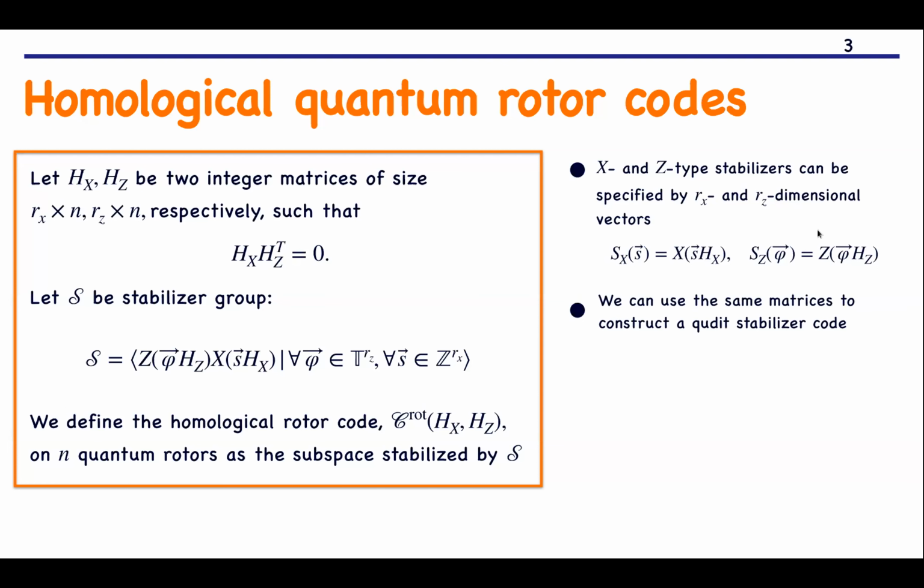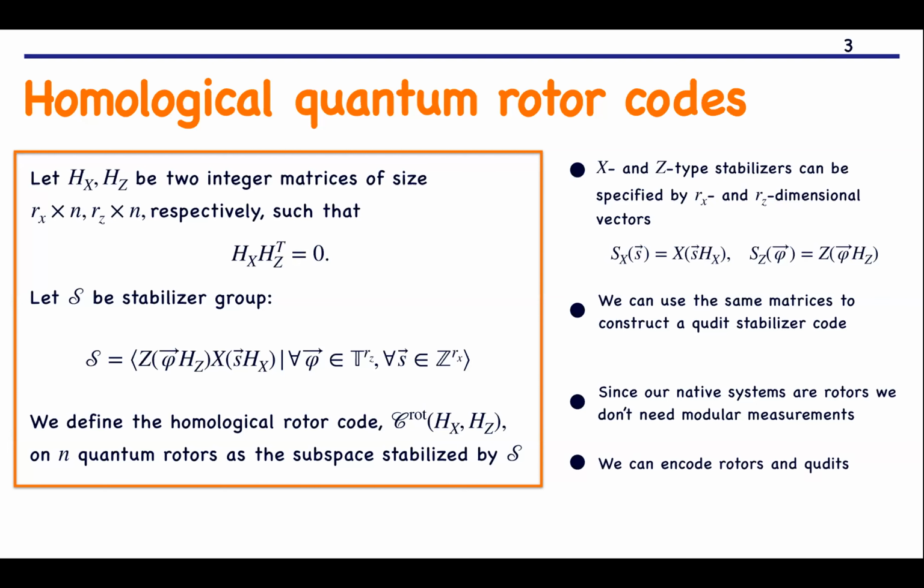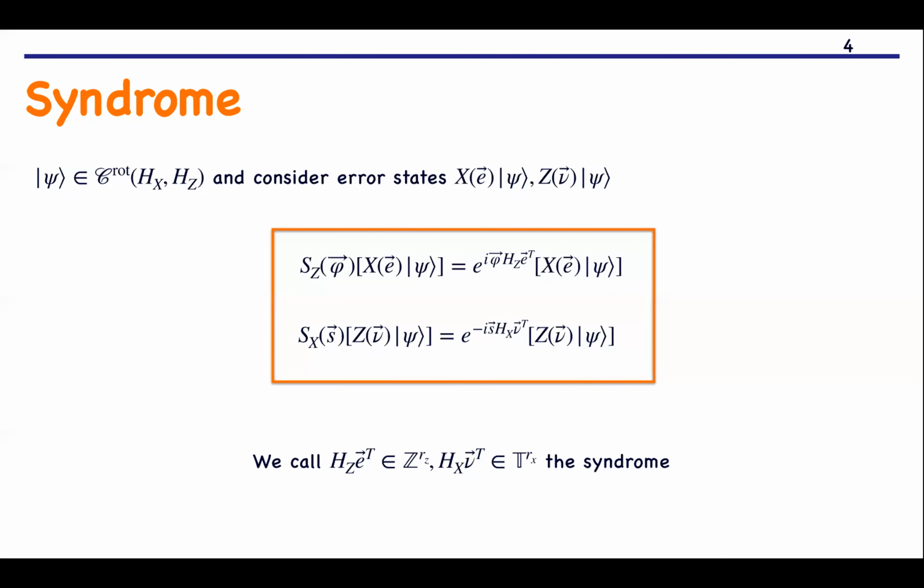We can use the same matrices to construct a qudit stabilizer code, simply because if this is true over the integers, it will be true also if we take modular arithmetic. Since our native systems are rotors, so this maybe will be clearer later, we don't need modular measurements. And importantly, as we will see, we can encode rotors and qubits.